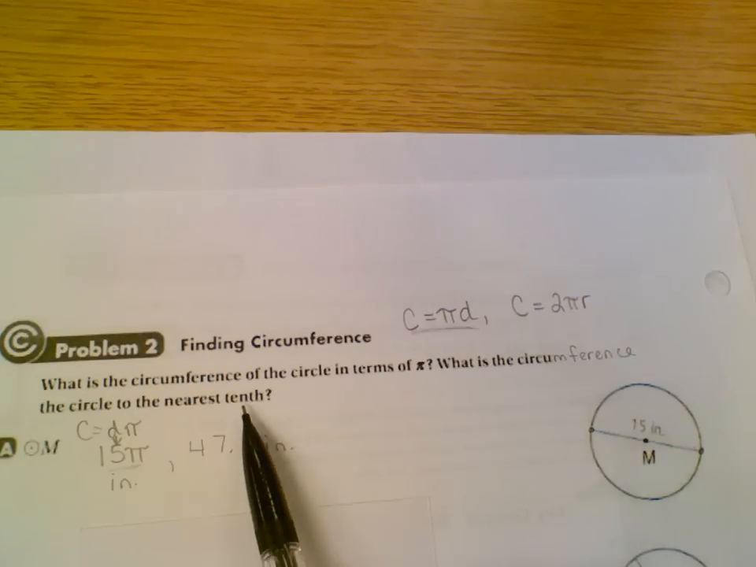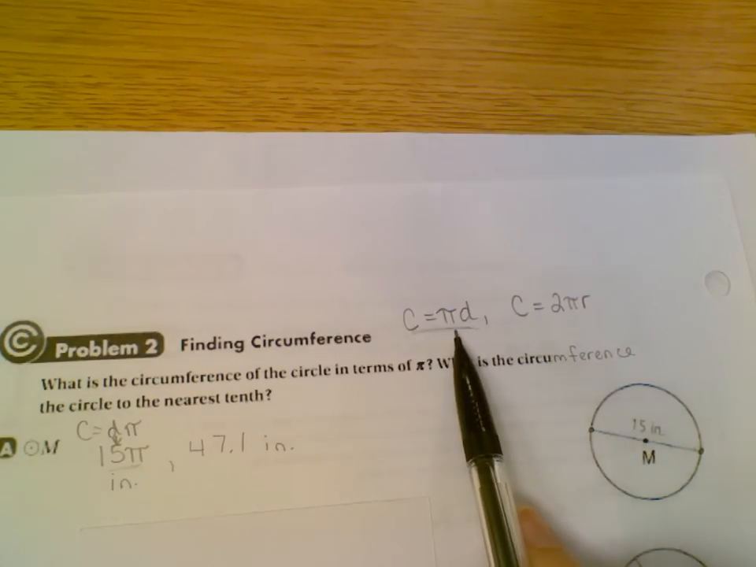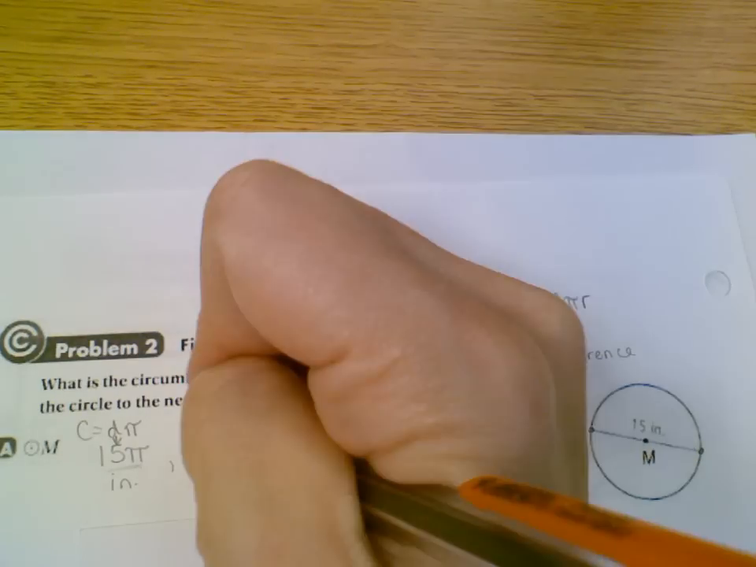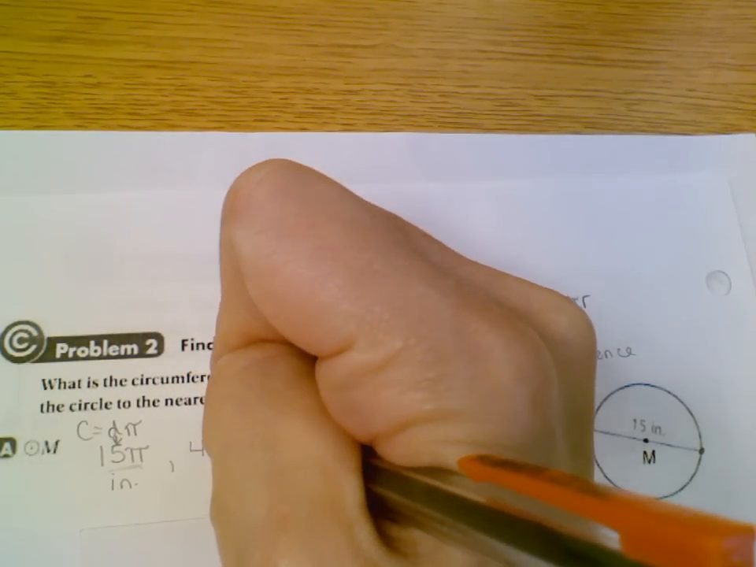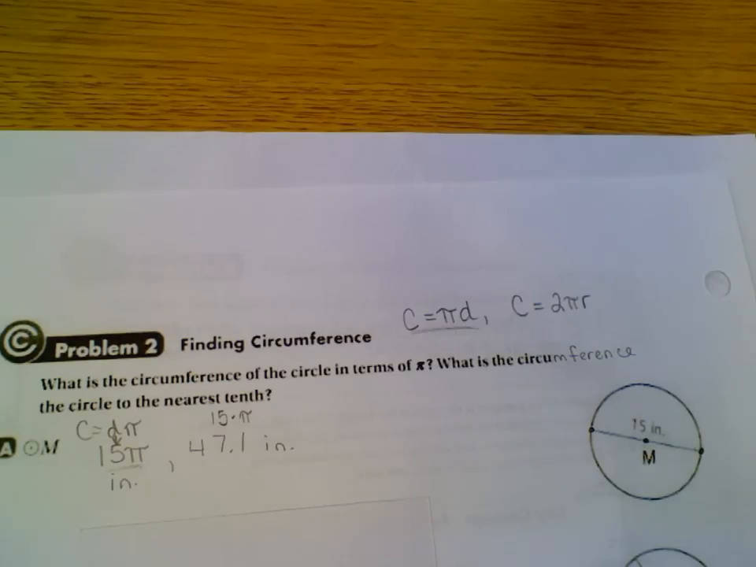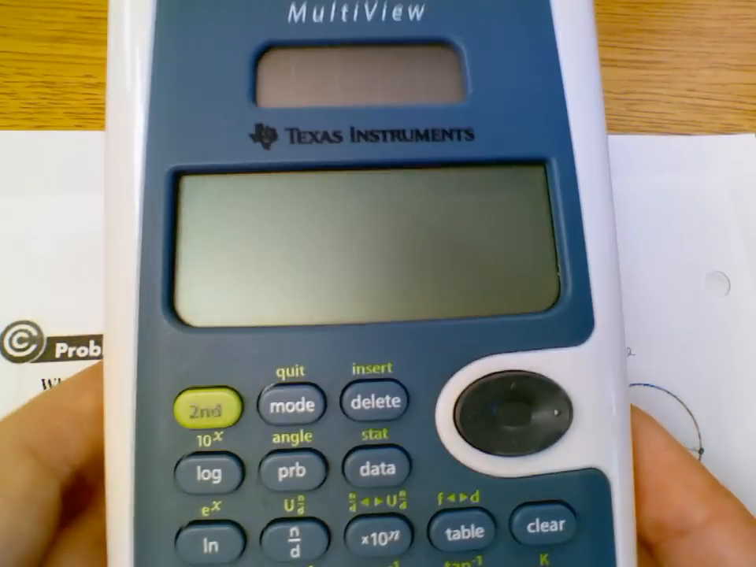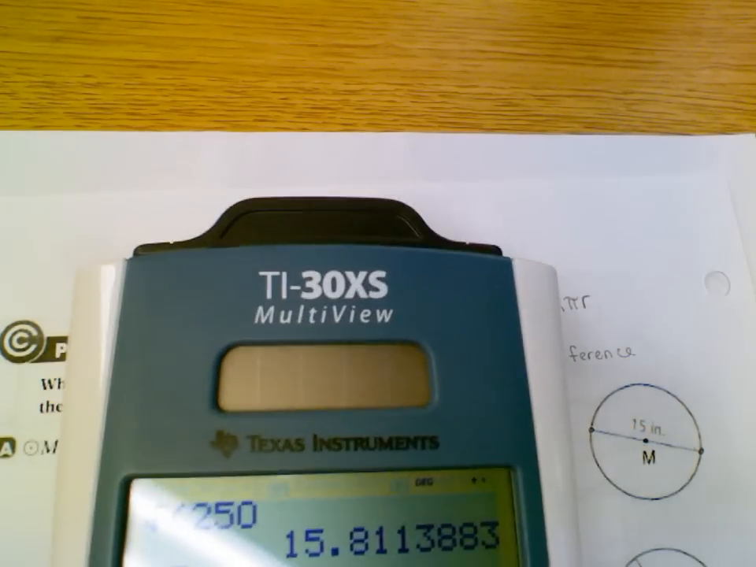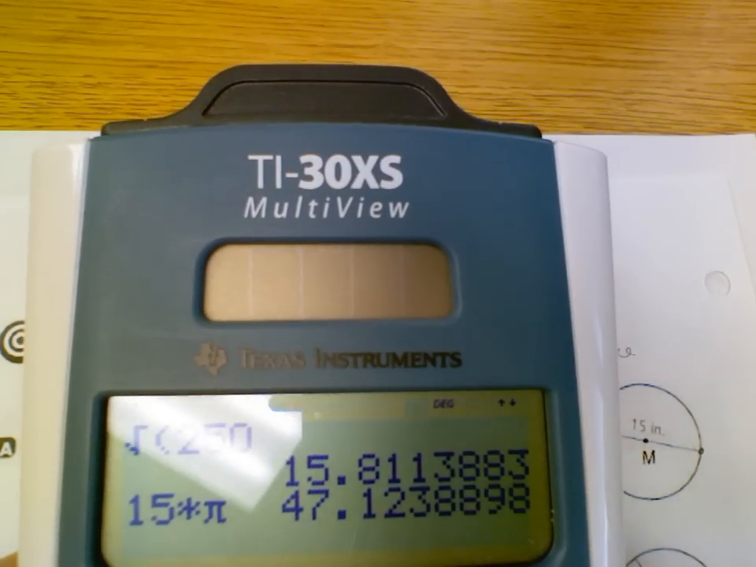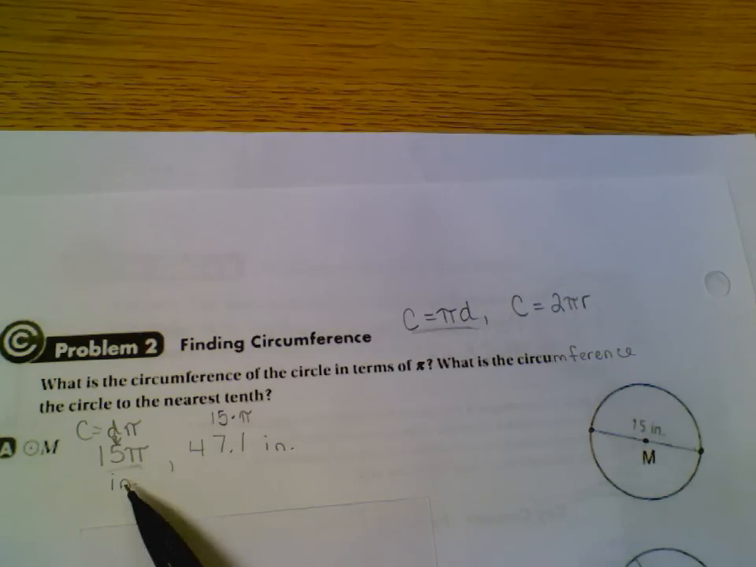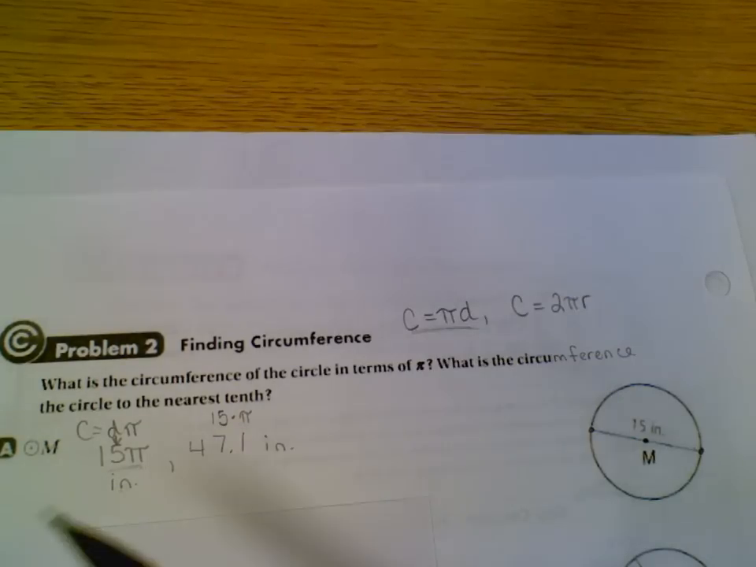If I'm going to change it to a decimal, that's where I need to get my calculator out and type in the pi button. So here is where I would do 15 times the actual pi button on your calculator. So you should be looking for that pi button, and it should be about here. So I would just be typing in 15 times pi and then rounding my decimal. So you should be getting 47.1 and then inches on both of those.